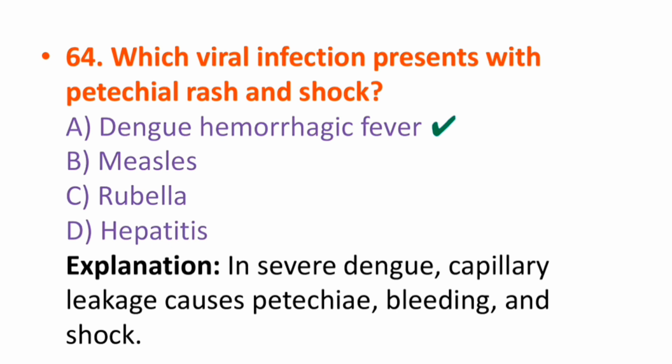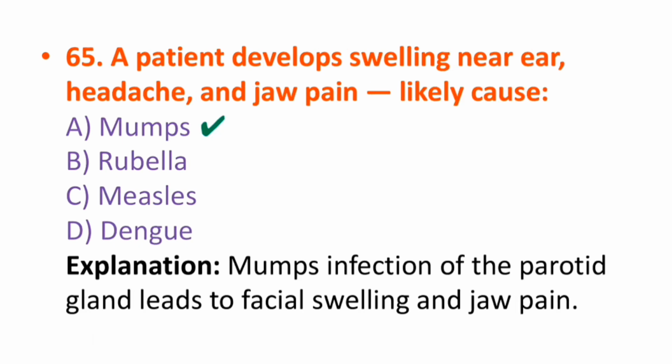A patient develops swelling near the ear, headache, and jaw pain. Likely cause: option A mumps, option B rubella, option C measles, option D dengue. The correct answer is option A mumps. Mumps infection of the parotid gland leads to facial swelling and jaw pain.